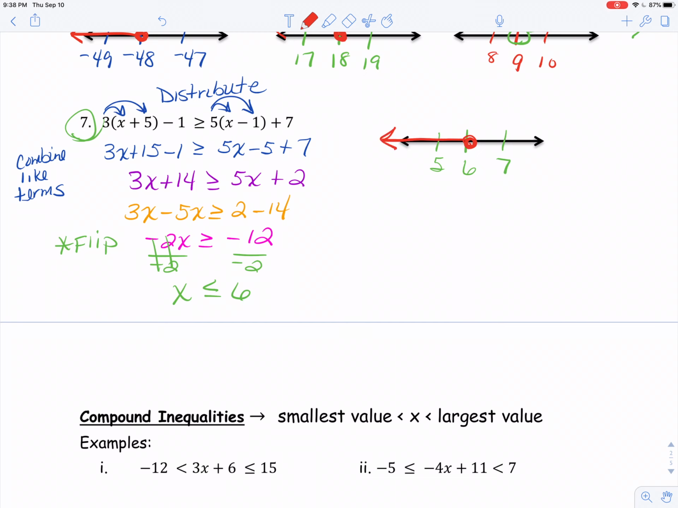So there you go. All right, so that's really the only difference is that multiplied or divided by a negative number, and you have to flip that inequality. That's what you've got to focus on.